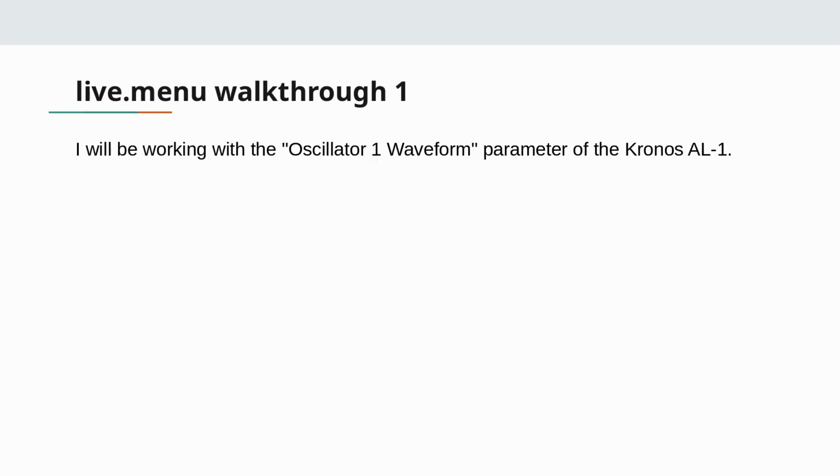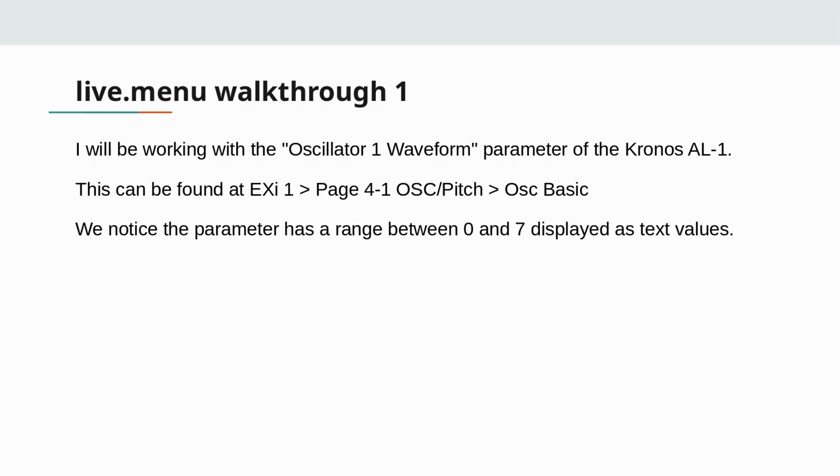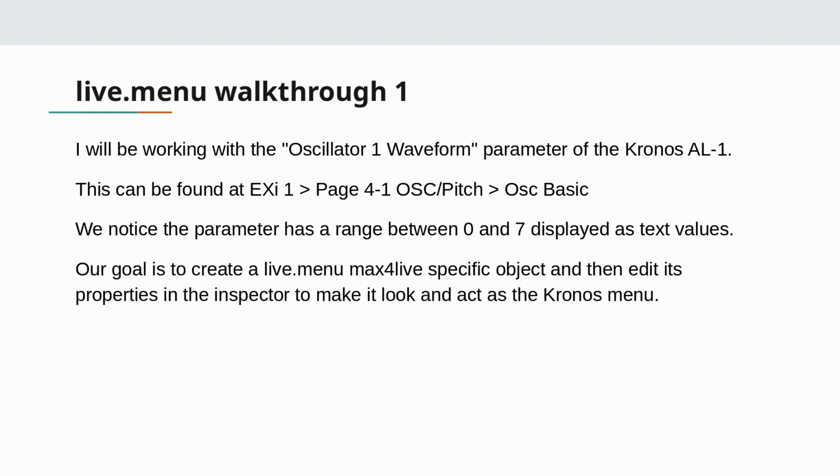I will be working with the oscillator 1 waveform parameter of the Kronos AL1. This can be found at EXI1 page 41, oscillator pitch, oscillator basic. We notice the parameter has a range between 0 and 7 displayed as text values. Our goal is to create a live.menu Max for Live specific object and then edit its properties in the inspector to make it look and act as the Kronos menu.